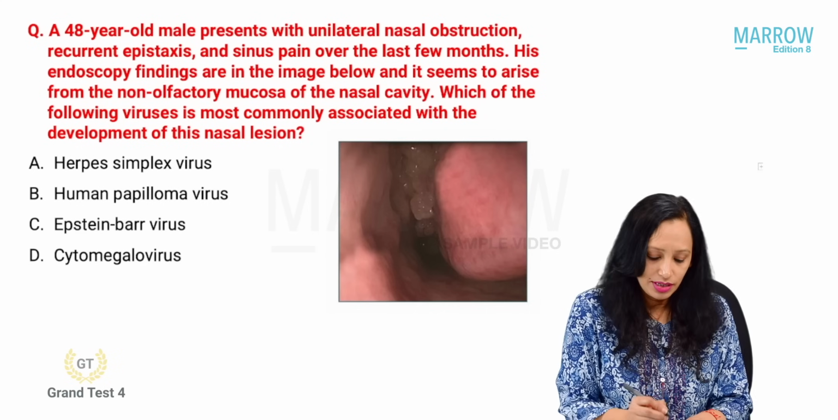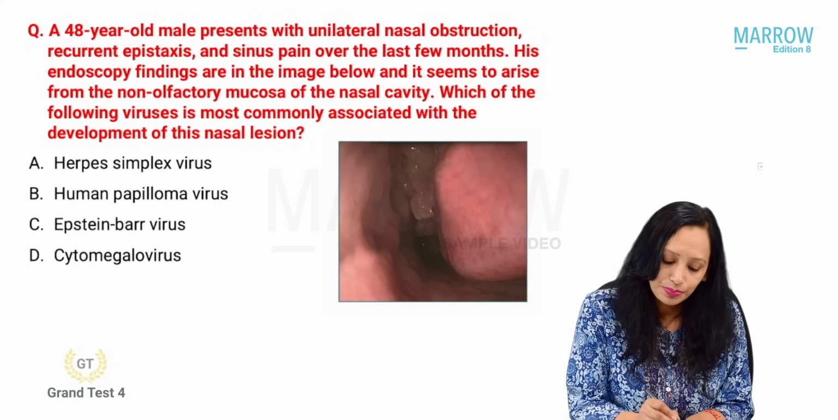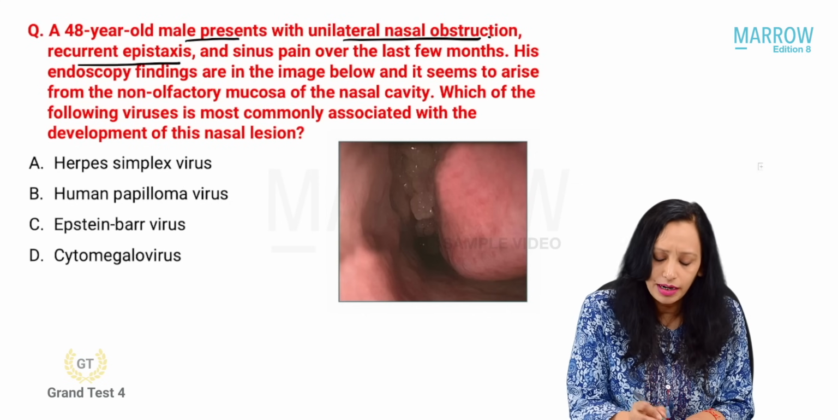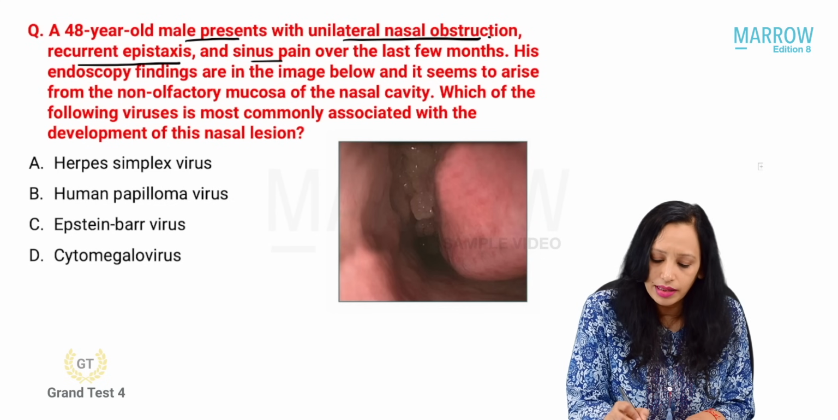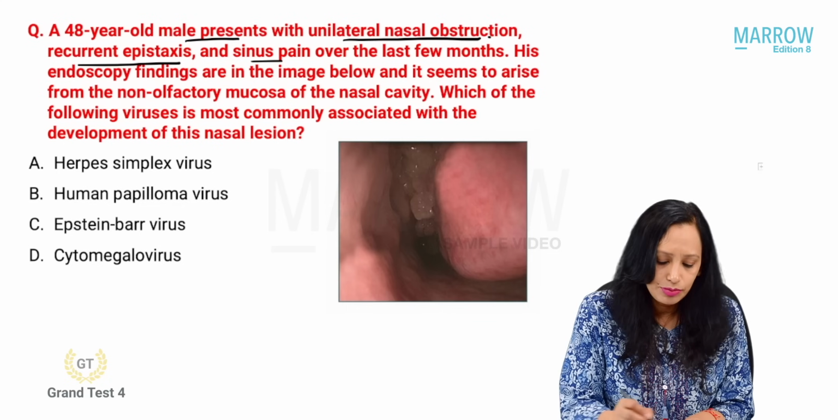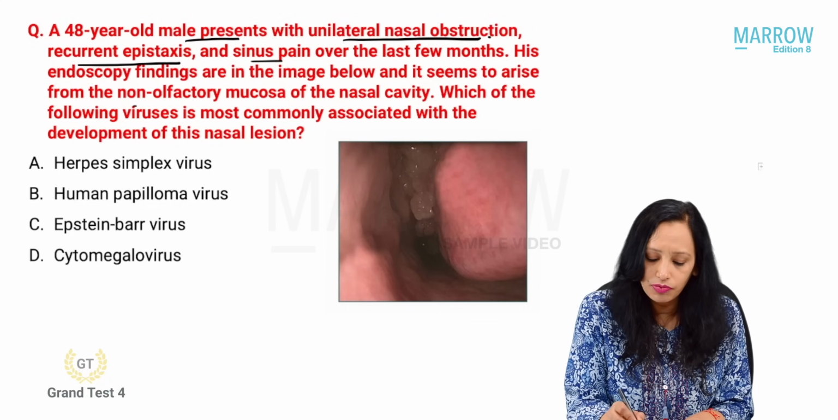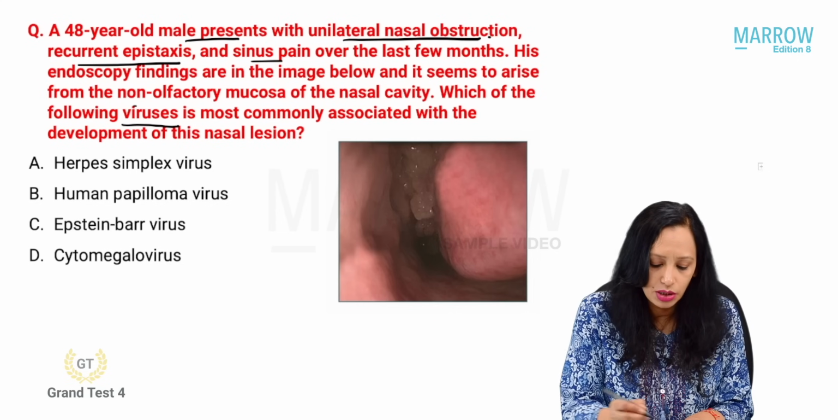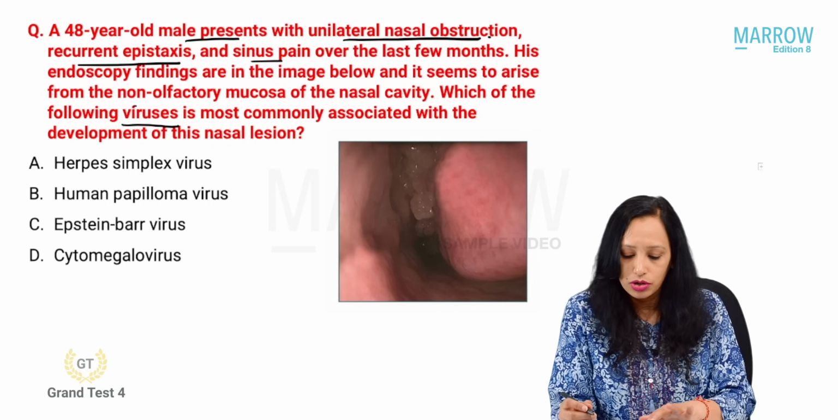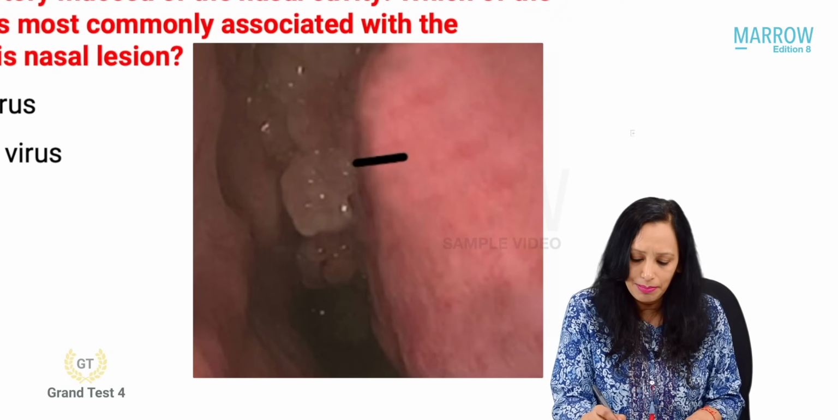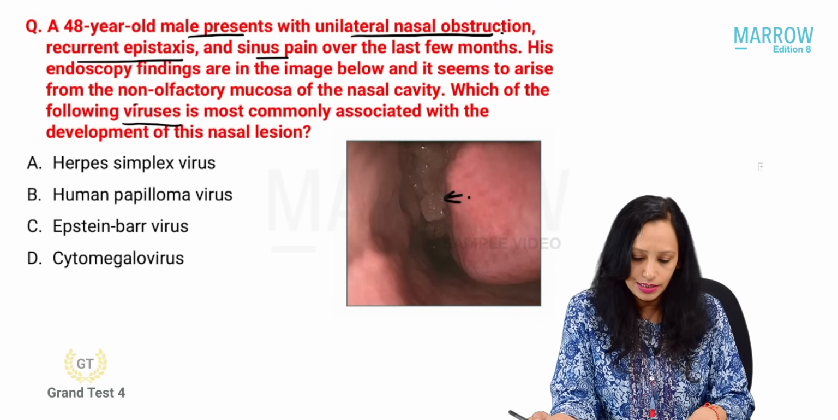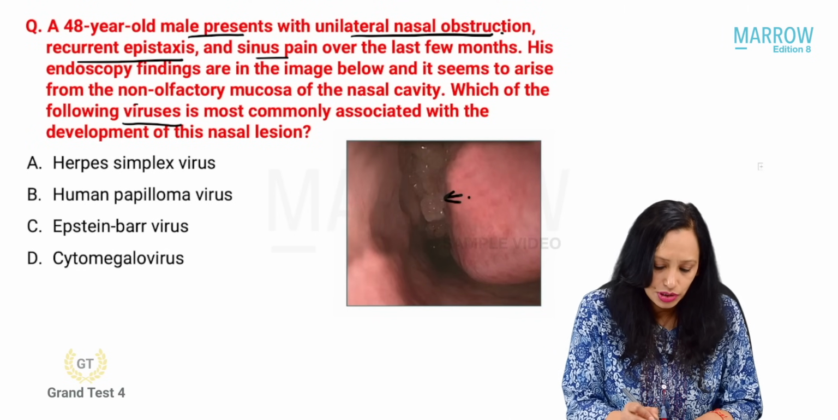So the next question, this is a question from your GT4. A 48-year-old male presents with unilateral nasal obstruction, recurrent epistaxis and sinus pain over the last few months. His endoscopy findings are in the image below, and it seems to arise from the non-olfactory mucosa of the nasal cavity. Which of the following viruses is most commonly associated with the development of this nasal lesion? So what we can see in the picture is some polypoidal mass in the nose, and what is being asked is which virus is associated.